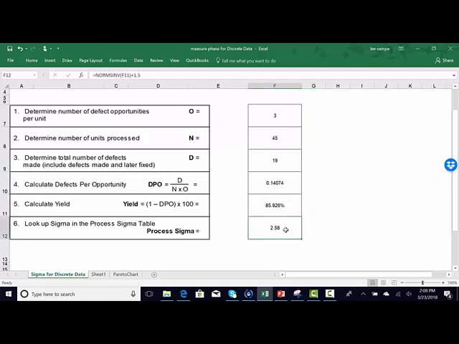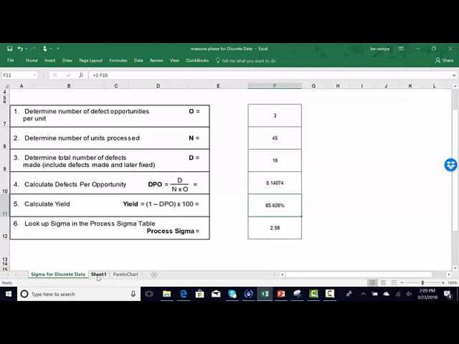So 2.58 sigma. 85% of the probability of a defect, basically another way to say it is 0.14% probability of a defect. 85% of the class did not have a defect.